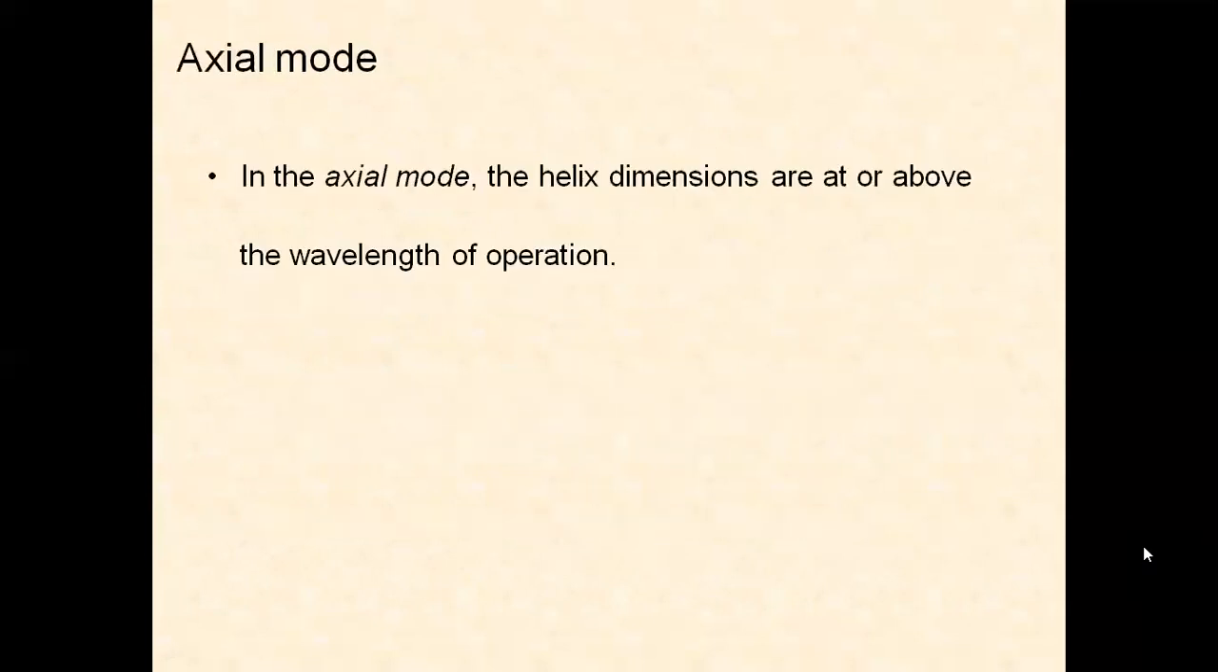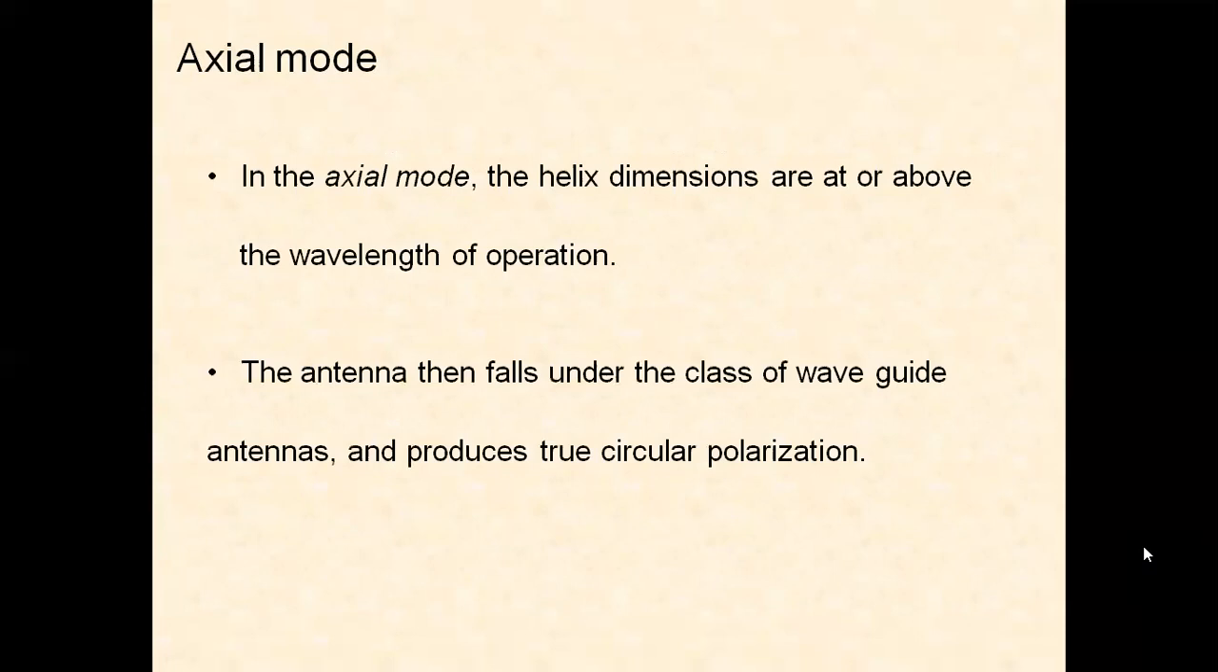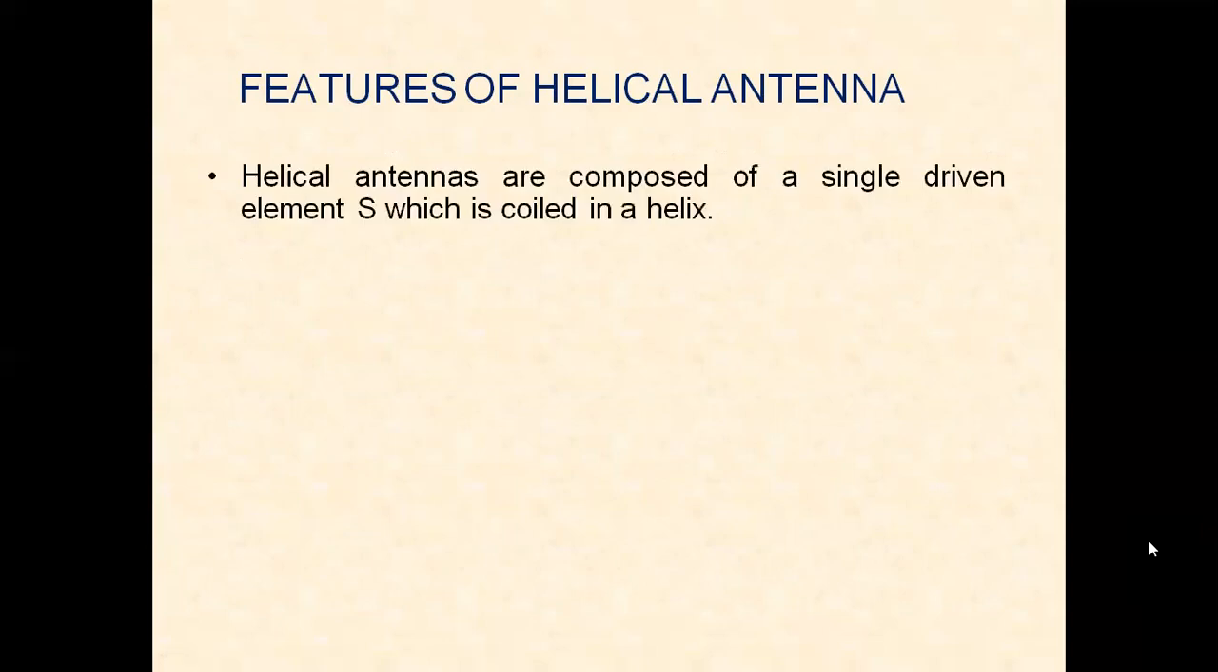Then we have axial mode. In the axial mode, the helix dimensions are at or above the wavelength of operation. The antenna then falls under the class of waveguide antennas and produces true circular polarization. Now we'll see the features of the helical antenna.